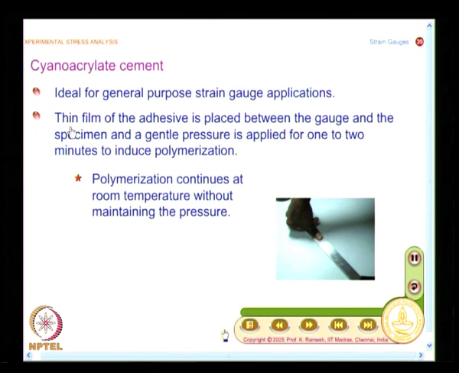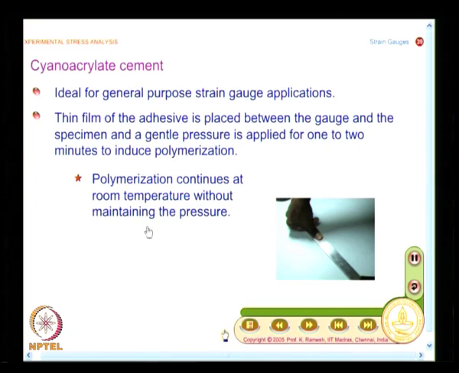So, what you find is a thin film of the adhesive is placed between the gauge and the specimen, and a gentle pressure is applied for 1 to 2 minutes to induce polymerization. So, strain gauge bonding is done. You press it and hold it for a minute or two, your bonding is done, but the polymerization continues at room temperature without maintaining the pressure. The moment the cyanoacrylate comes in contact with moisture that is available in the air, that itself cures it.